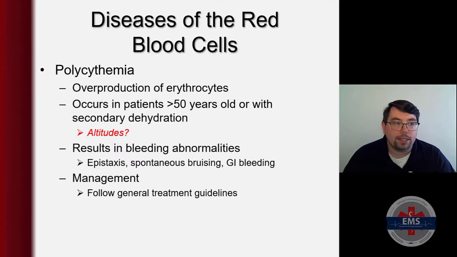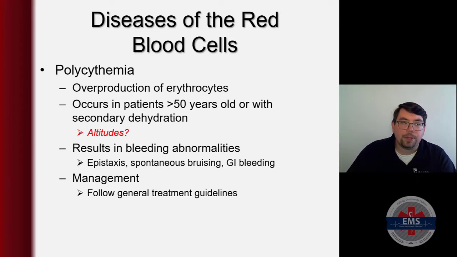Now, polycythemia is an abnormally high hematocrit. This is due to excessive production of red blood cells, and it's a relatively rare disorder that typically occurs in patients 50 years of age or older. It can occur secondary to dehydration, and the increase in red blood cell load increases the patient's risk for some type of thrombus or clot. Most deaths occur because of a clot.